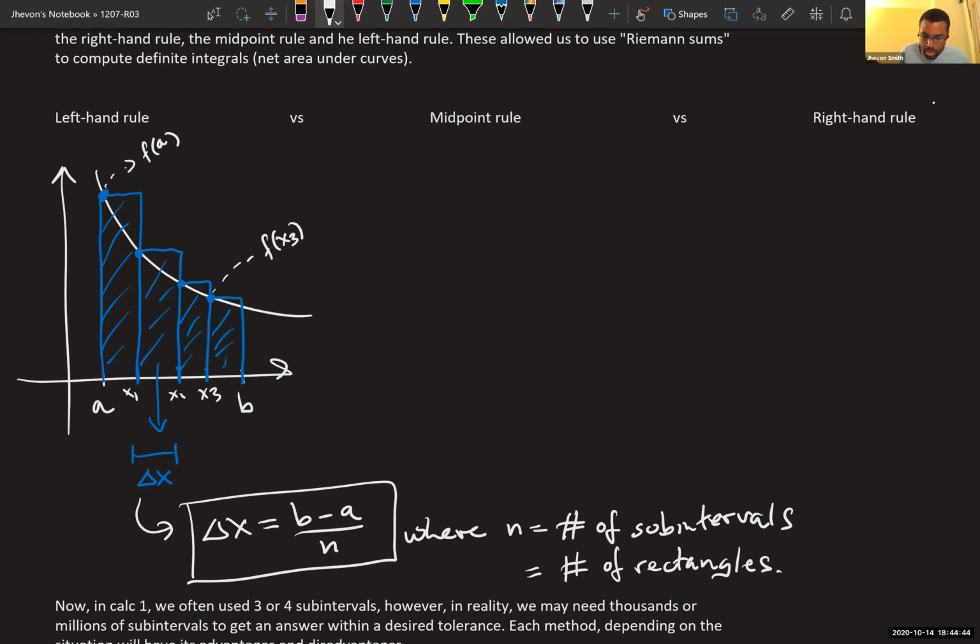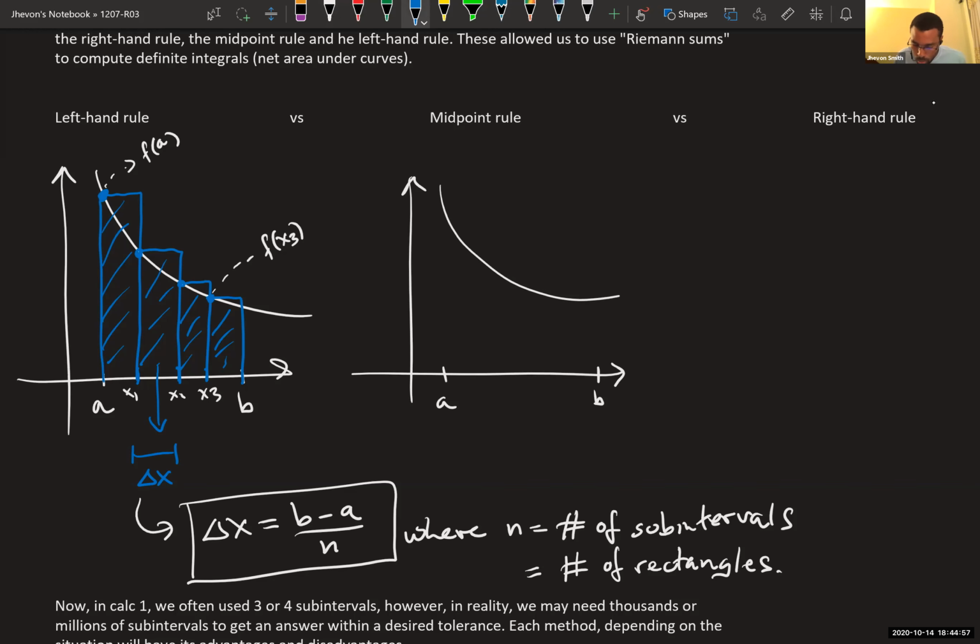We also learned about the midpoint rule. So let's take a very similar kind of function. I care about finding the area under the curve between A and B. So again, what we could do is cut this up into several subintervals. But this time, we chose the midpoint of those intervals to determine the height of the function.